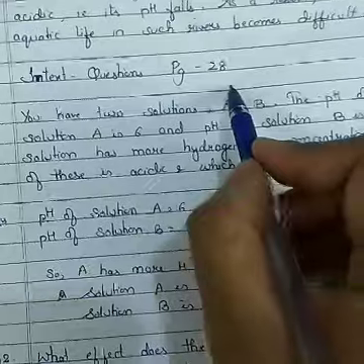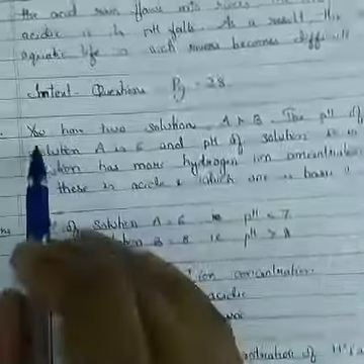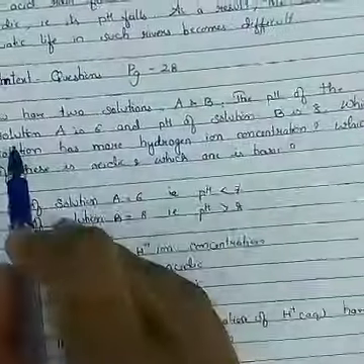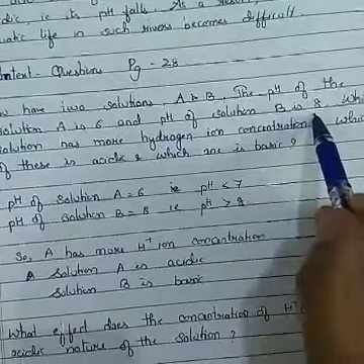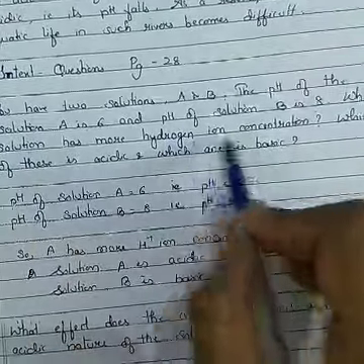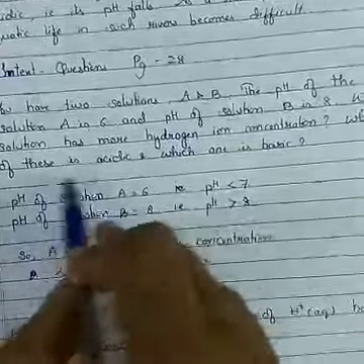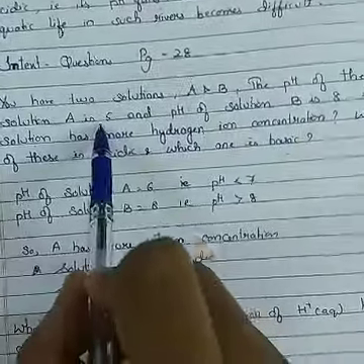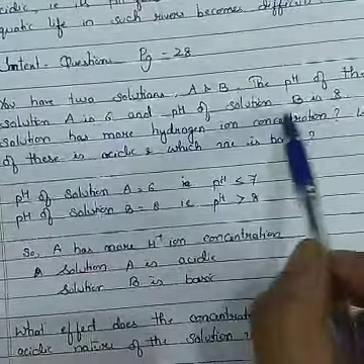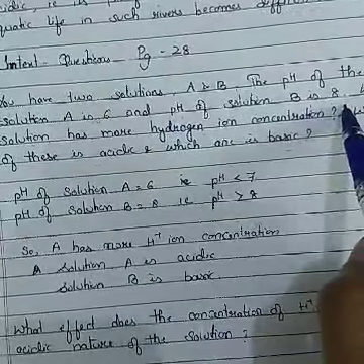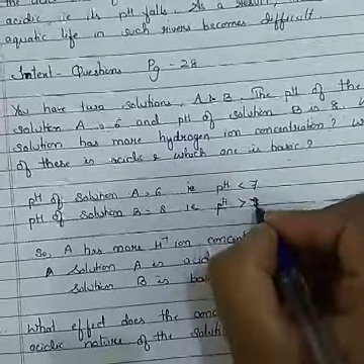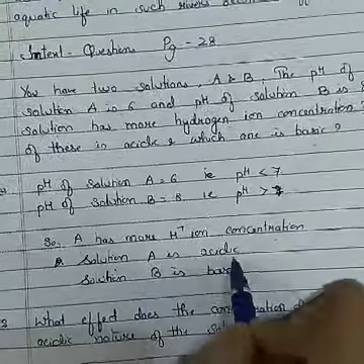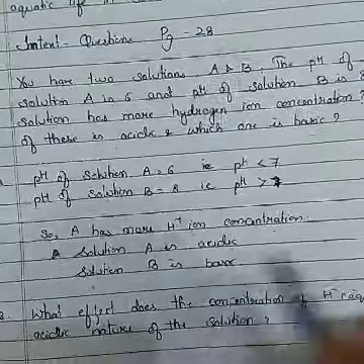Next, in-text questions of page 28. You have two solutions, A and B. The pH of solution A is 6 and the pH of solution B is 8. Which solution has more hydrogen ion concentration, and which of these is acidic and which one is basic? The pH of solution A is 6, that is, it's less than 7, and the pH of solution B is 8, that is, it is greater than 7. So A has more H plus ion concentration, so solution A is acidic and solution B is basic.